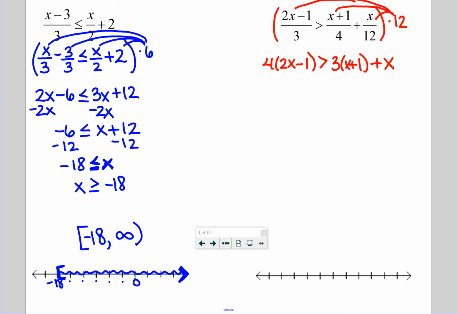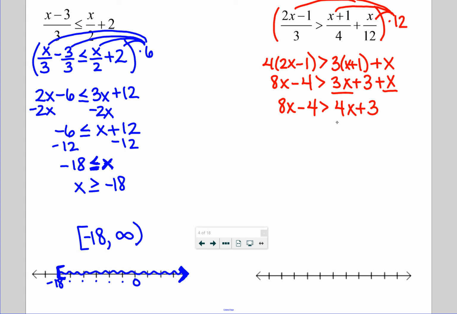The next thing we can do to solve is distribute. 8x minus 4, 3x plus 3 plus x. I can clean up a little bit here. I have a 3x and an x. So that would give me 4x plus 3.